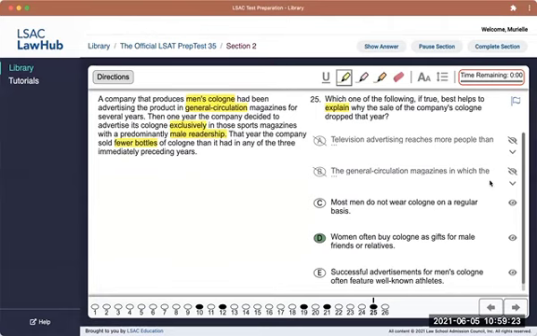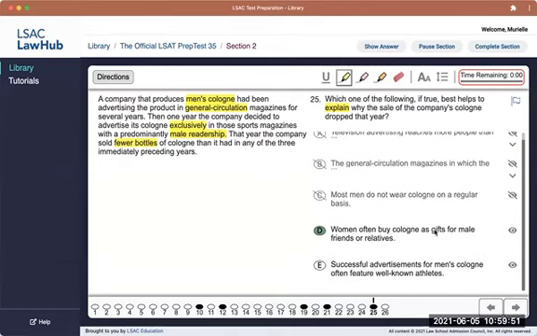C, most men do not wear cologne on a regular basis. That doesn't really help explain what's going on there, right? So this could be true all the time, but what about those men who do wear cologne? Where are they getting it? How are they being convinced to buy it? And if they're not being convinced to buy it, who is? It doesn't really explain the difference.